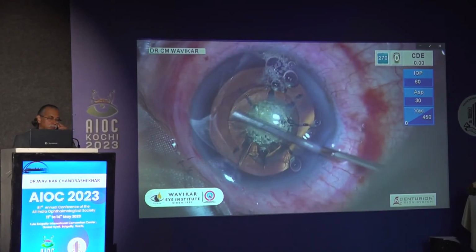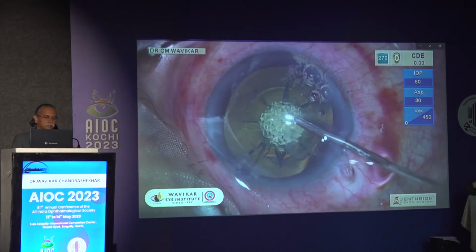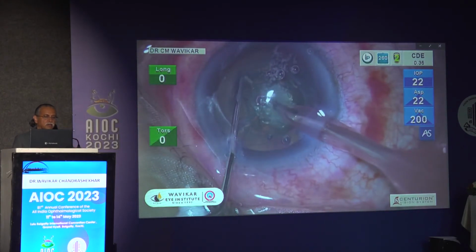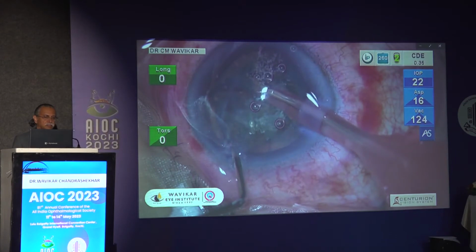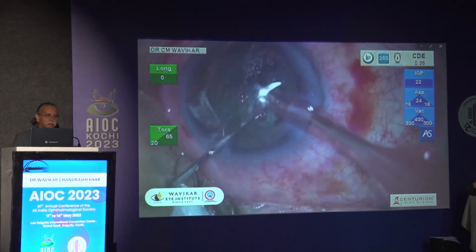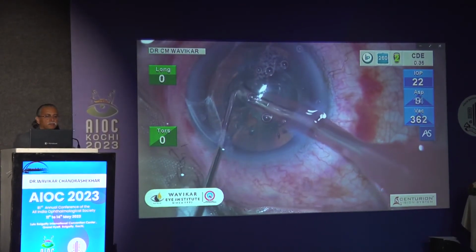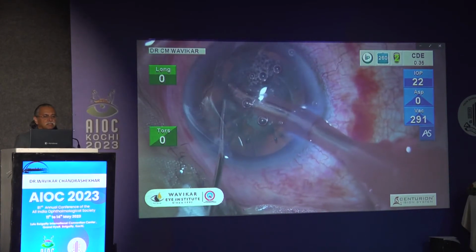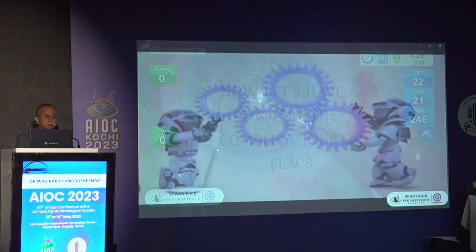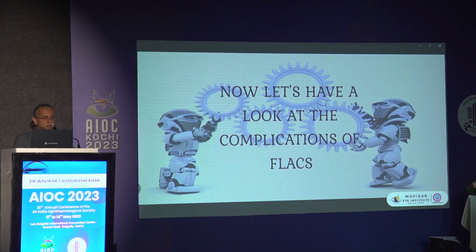Similarly, the nucleus pieces are very well dissected. We just need to mechanically separate them. The amount of force required for separating is much less than what you require for chopping. Now let us look at the complications one by one.